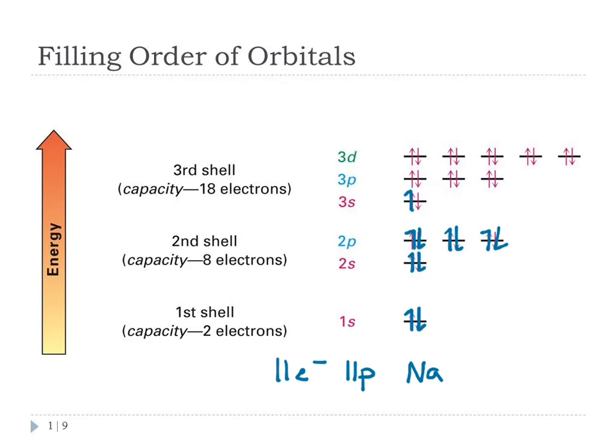So what we have here is this order of filling type diagram, but we often abbreviate that and do what's called an electron configuration. So there's the 1s orbital, and that's got 2 electrons in it. And then the 2s has 2 electrons. And the 2p orbital has how many? 6. And the 3s has how many? 1. Okay, so that would be an electron configuration for sodium.